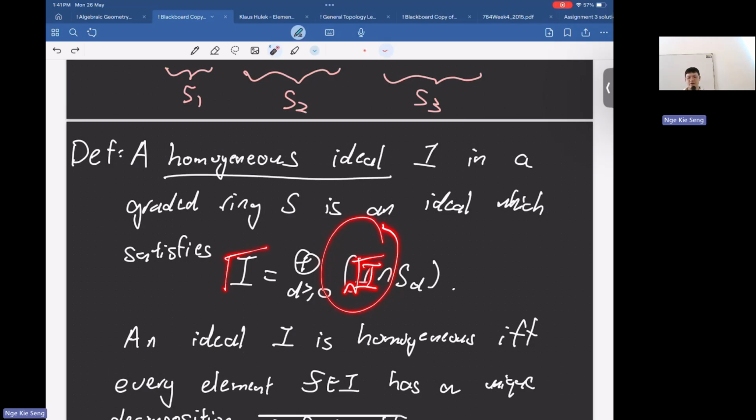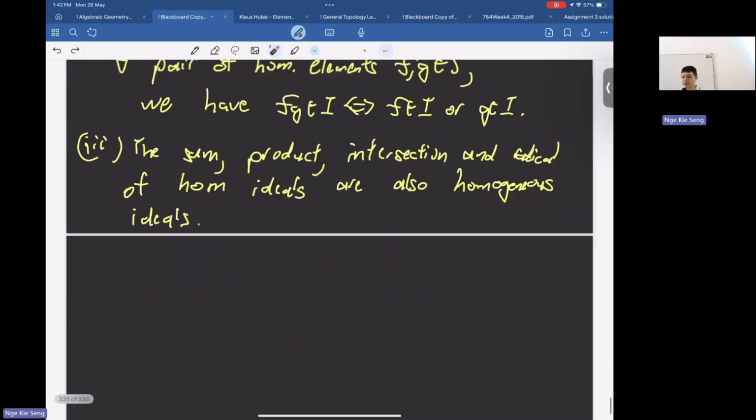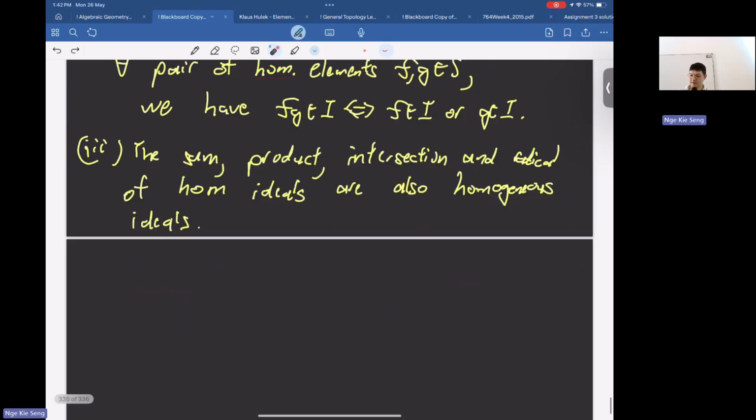For every element of the square root of I, you already split it into homogeneous degrees, but why does each part also live inside the square root of I? Again, you need to show that some power of those pieces is living inside I. This is the hard part of it. So let's quickly do it. I will try to fill in the gaps here.